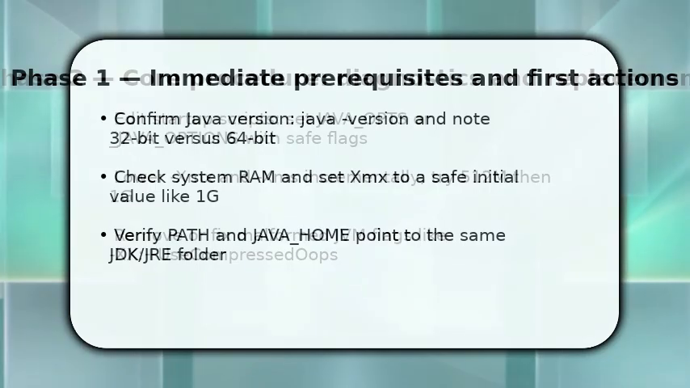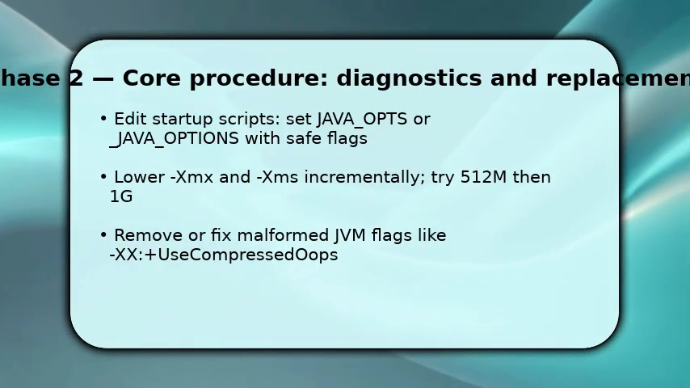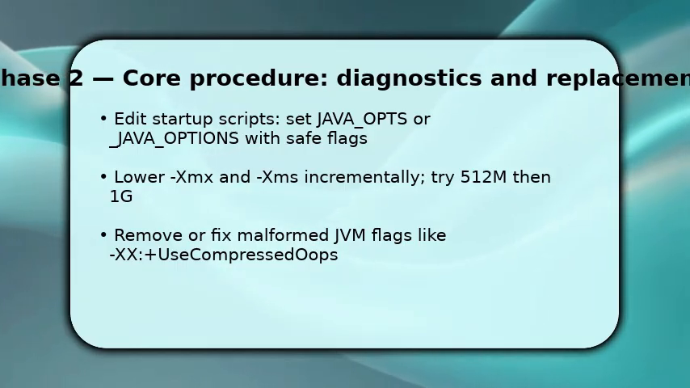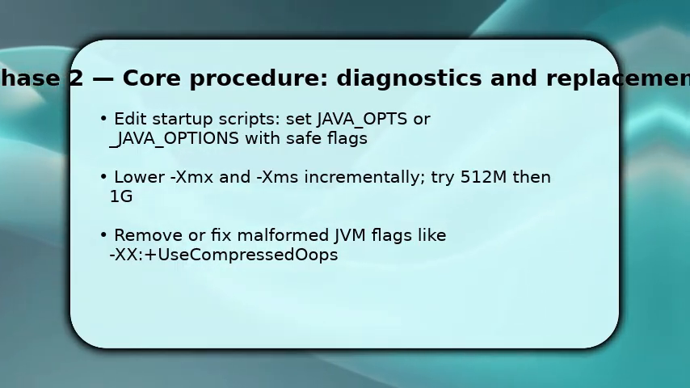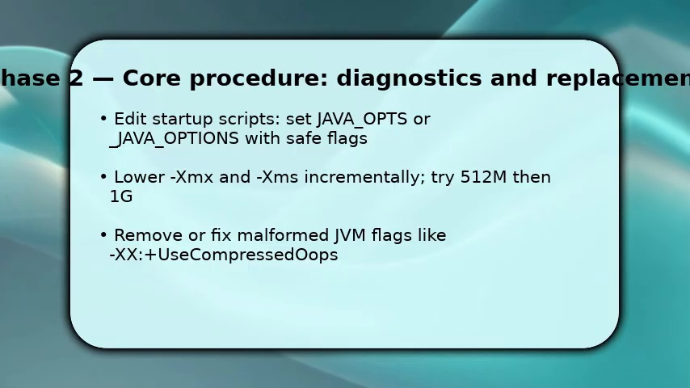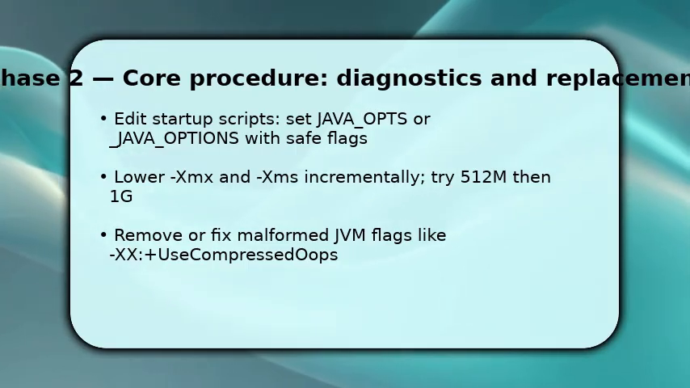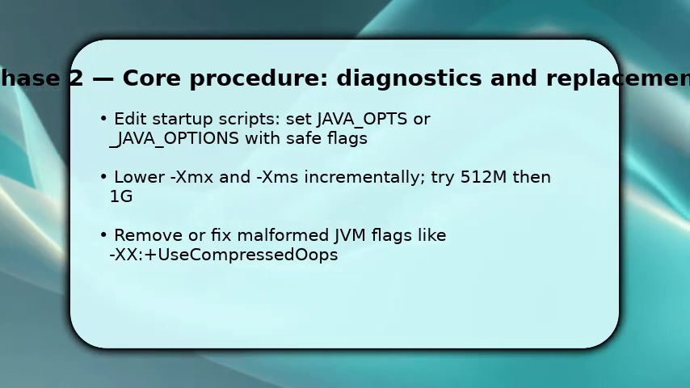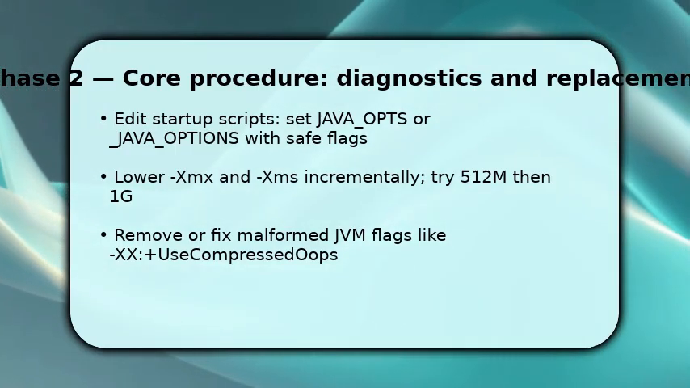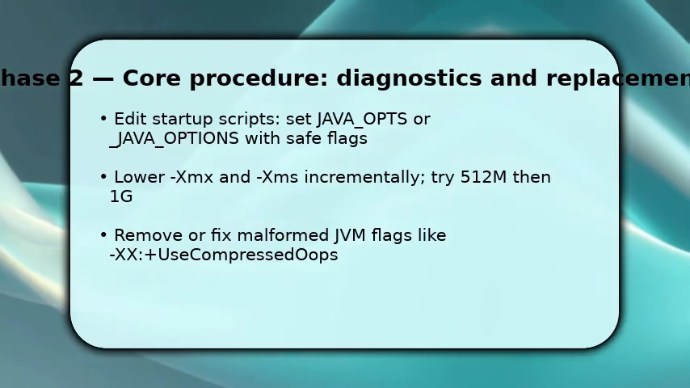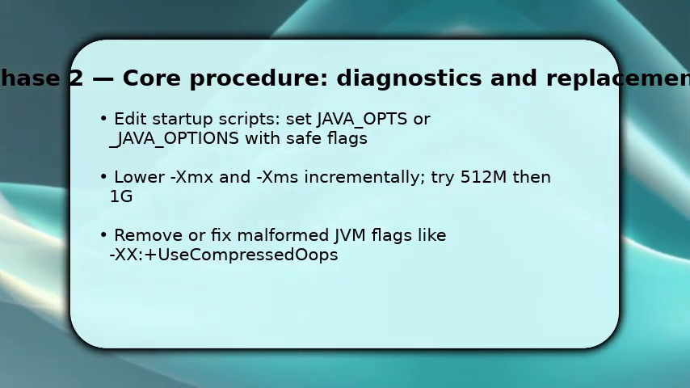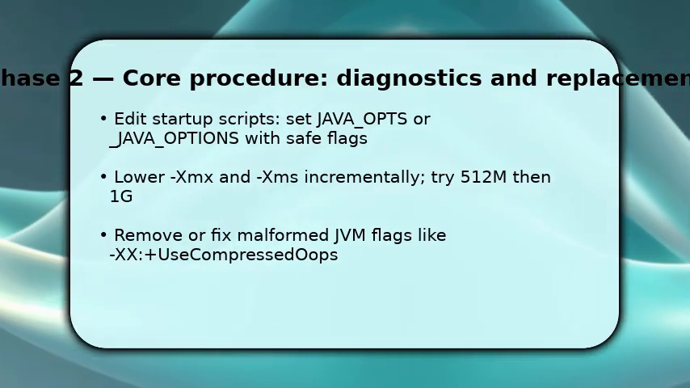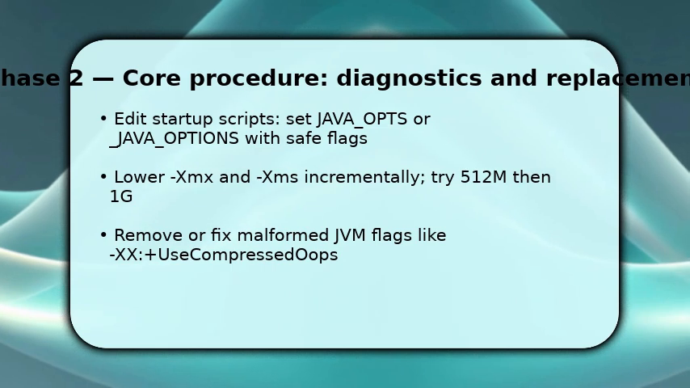Now you adjust JVM parameters and explain why each change matters. Open your startup script or launcher and set Java ops or Java options deliberately. Malformed flags break the VM at launch. Reduce Xmx and Xms incrementally. Try 512M first, then 1G, because large heaps on low memory systems fail quickly. If you see exotic flags like Roman 20, plus use compressed oops, remove or correct them temporarily to isolate the cause, since incompatible flags can be platform specific.